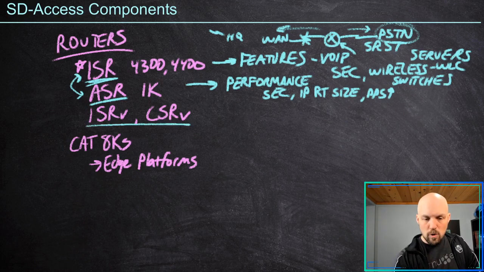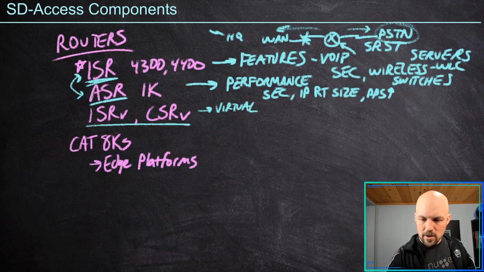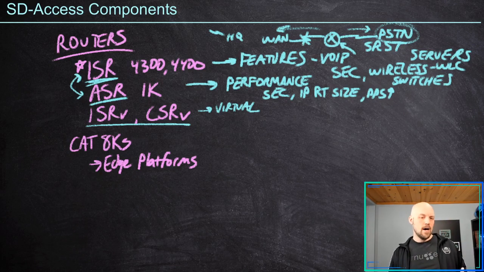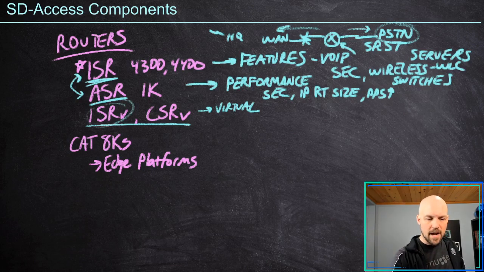Last but not least, we have virtual versions of both of these. These would be to deploy to our data center, to our cloud instances. And we do have 2 different options available. Now, these two, the ISRV and the CSRV, have feature parity with one another. When I say that, I mean like OSPF, BGP, etc. The capabilities are really there in both of them. But the ISRV is designed to go into this ENCS box. I believe it stands for Enterprise Network Compute System.